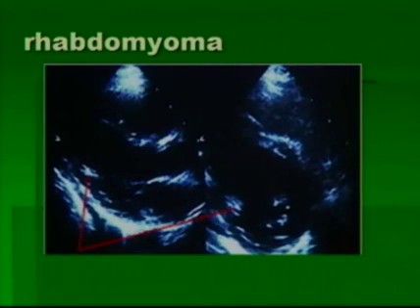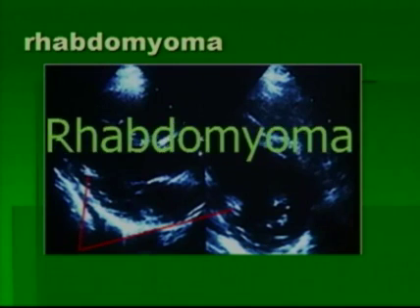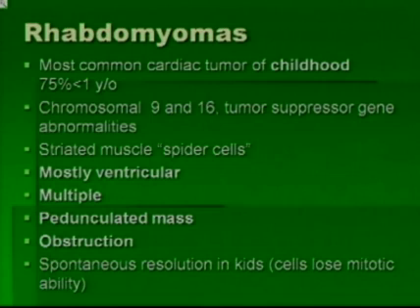Here's another tumor. This is a rhabdomyoma. And the fact that this is a still frame and not very good quality speaks to the fact that it's pretty rare and I don't have a moving example of it. Rhabdomyomas are the most common cardiac tumor in childhood. 75% of them occur in patients who are less than 1 year old. They are associated with abnormalities on chromosome 9 and 16, which may involve tumor suppressor genes.